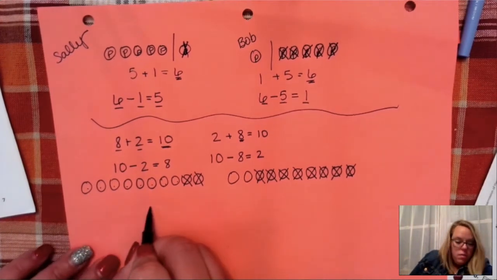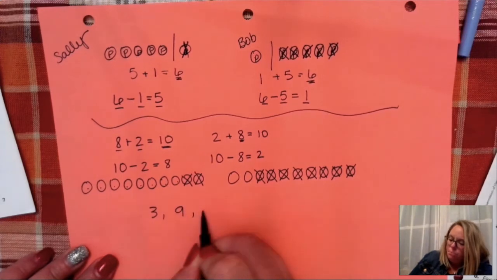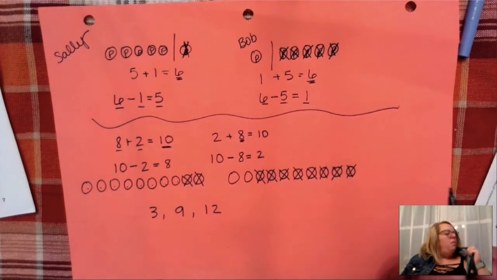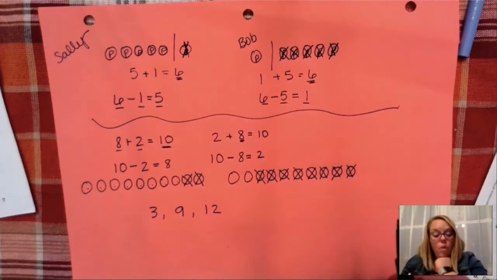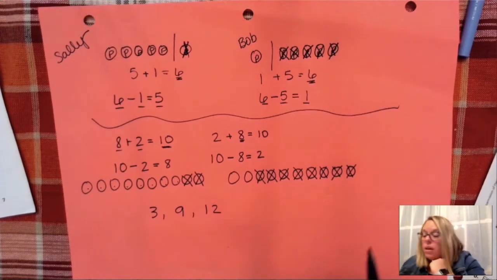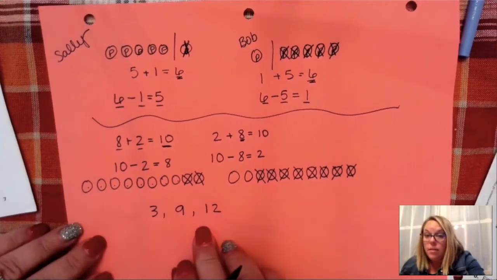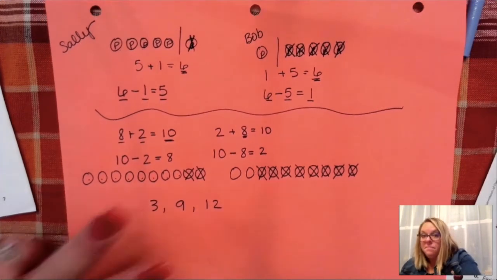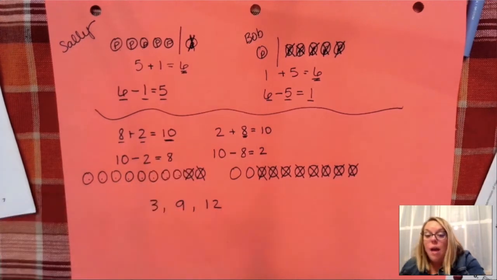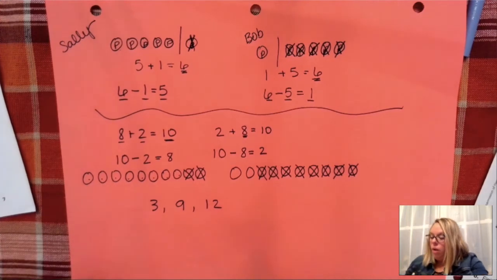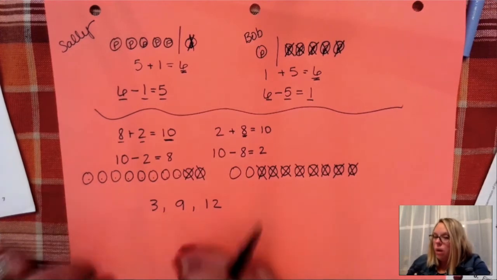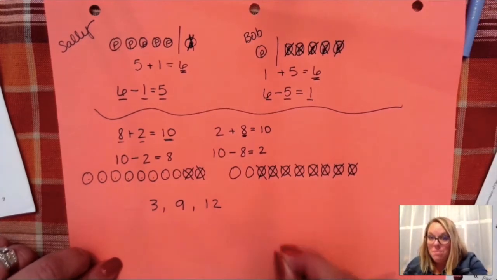Let's try another one. We're going to use the numbers 3, 9, and 12. We need to write an addition and subtraction fact family using these 3 numbers, 3, 9, and 12. How many addition facts are we going to write? 2. How many subtraction facts are you going to write? 2. All right, so remember that when we're adding, we're going to have our add-ins as our smaller numbers, and our sum is going to be the biggest number.